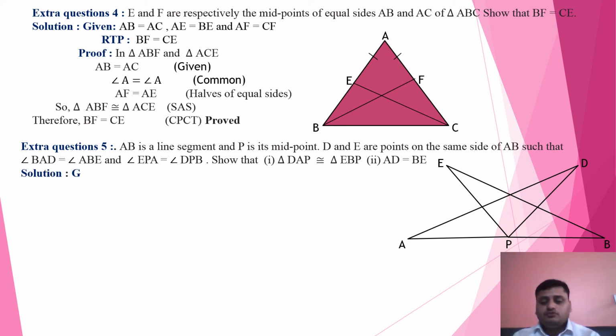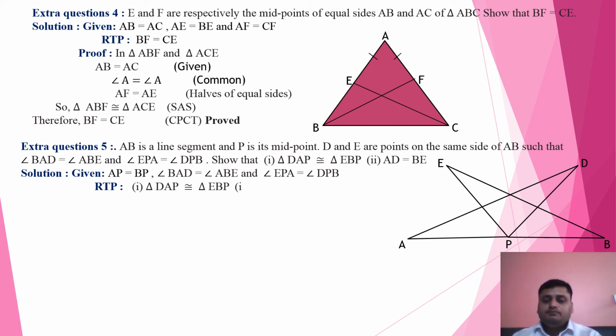Let's begin the proof. First of all we will write given. So simply write down all those givens, that AP is equal to BP because P is the midpoint of AB, and angle BAD is equal to angle ABE. Also angle EPA is equal to angle DPB. Next one, RTP, we need to prove that triangle DAP is congruent to triangle EBP, and then we need to prove AD is equal to BE.